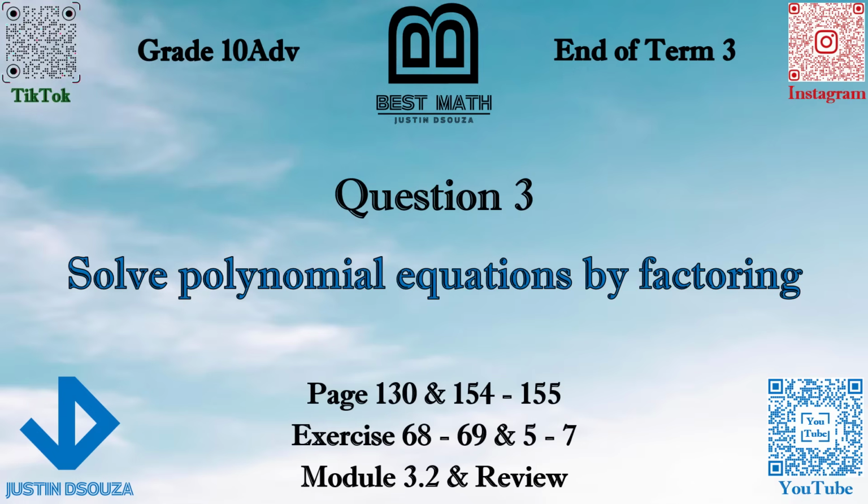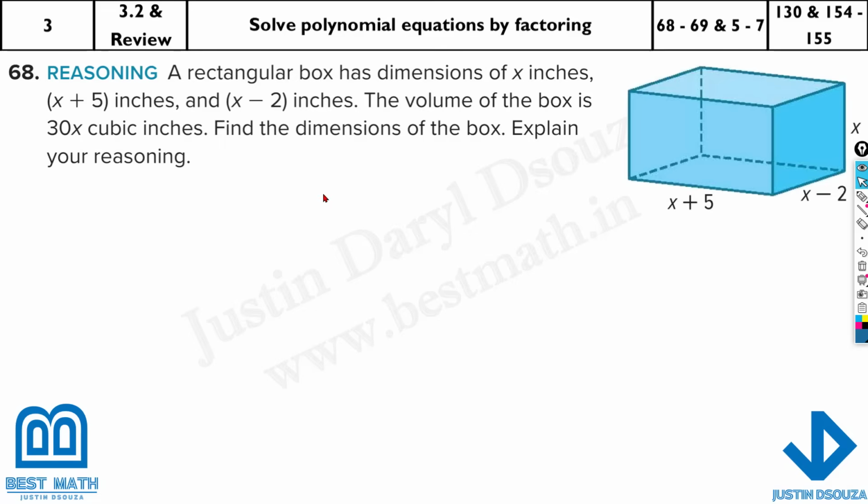In this question, we will solve polynomial equations by factoring. Here we have been told a rectangular box has dimensions of x inches, x plus 5 inches and x minus 2 inches. The volume of the box is 30x cubic inches. Find the dimensions of the box, explain your reasoning.